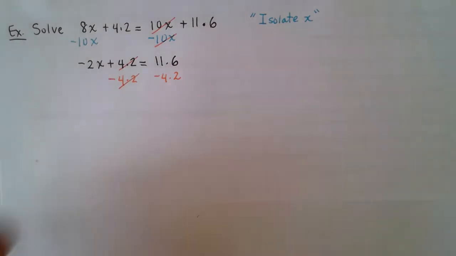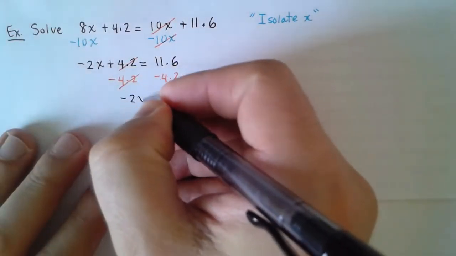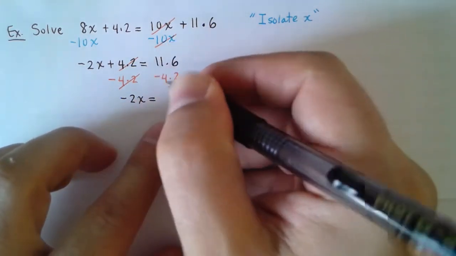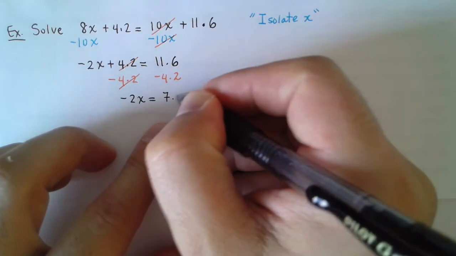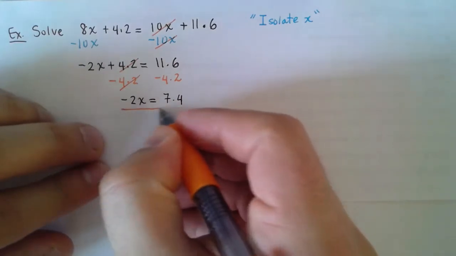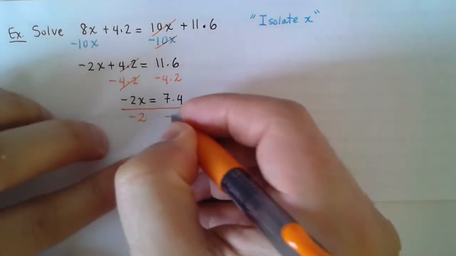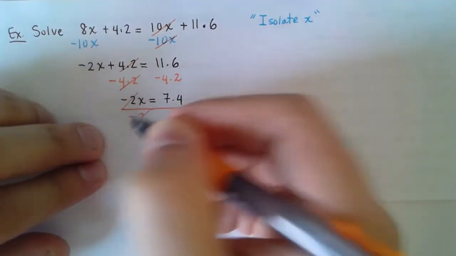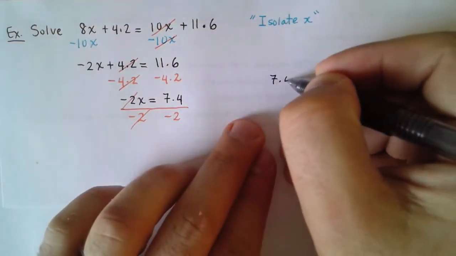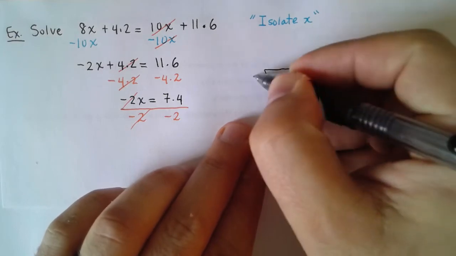So what I got is negative 2x equals 7.4. And the final part, now it's a multiplication, so I need to divide both sides by -2. So these two will cancel. Now let's divide 7.4 by 2.